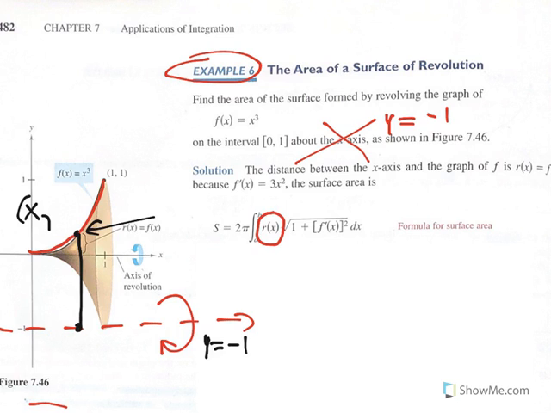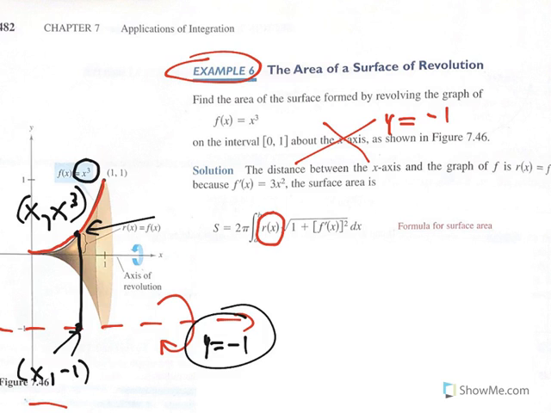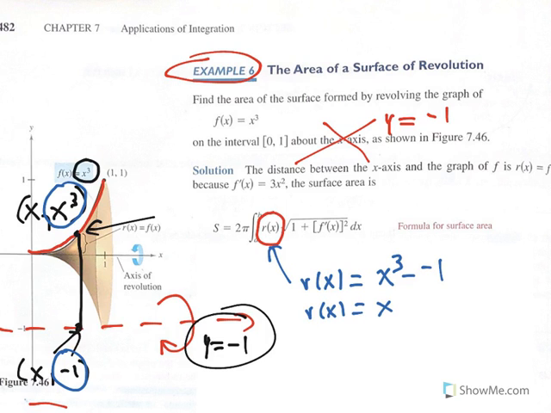The coordinates of the point here will be x comma y. And of course, it's on the graph of f of x equals x cubed. So y is x cubed. And this point will have coordinates x comma -1 because this point is on our axis of revolution. And how do you find the length of a vertical line segment? You subtract the y coordinates of the endpoints, top minus bottom. So r of x for our new axis of revolution will be x cubed minus -1, or x cubed plus 1. So that would be the adjustment that we have to make if we change the axis of revolution.